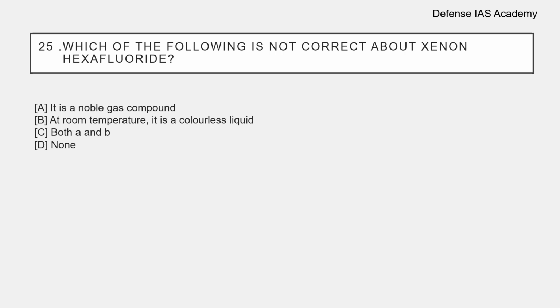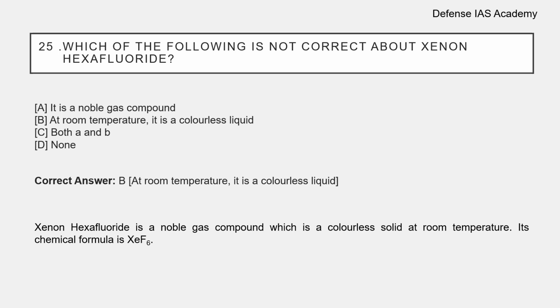Question number 25. Which of the following is not correct about xenon hexafluoride? Option A, it is a noble gas compound. Option B, at room temperature it is a colorless liquid. Option C, both A and B. Option D, none. The correct answer is option B, at room temperature it is a colorless liquid. Xenon hexafluoride is a noble gas compound which is a colorless solid at room temperature. Its chemical formula is XeF6.